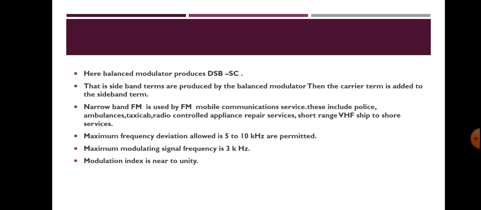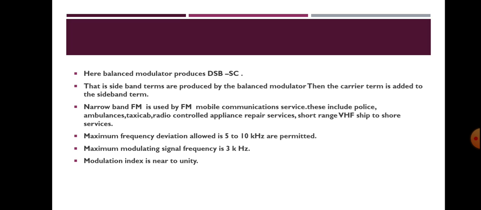So here the balanced modulator produces DSB-SC signals, that is, the sideband terms are produced by the balanced modulator. Then the carrier term is added to the sideband term, and basically narrow band FM is used by the FM mobile communication services because its bandwidth is small. These mobile communication services include police services, ambulances, taxi cabs, radio controlled appliance repair services, and short range VHF ship to shore services. They use narrowband FM because its bandwidth is smaller, so its range of communication will be small.